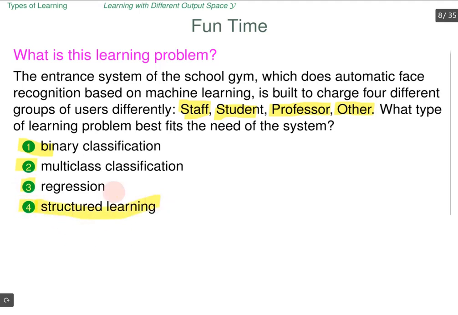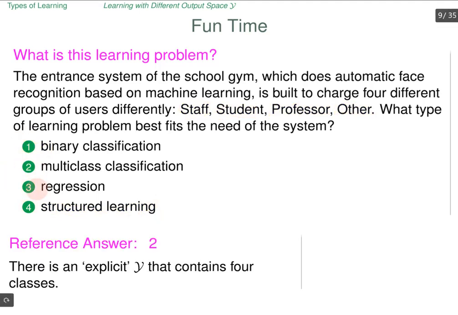Okay, we didn't cover this, but among these three, binary, multi-class, or regression, the answer is obvious, right? It is a multi-class classification problem because we have explicit Y that contains 4 classes. We want to classify the face image into staff, student, professor, or other.